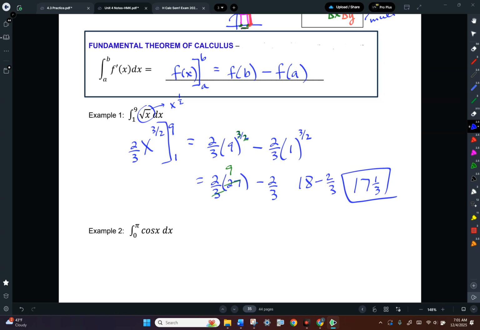Okay? Now, what does that mean? Well, that means since integrals represent area, if I were to imagine the graph of that square root of x, which is something like this, and if I were to mark off the area from 1 to 9, then the area under that curve between 1 and 9, the exact area is 17 1/3. It's not an approximation. That's the exact area.